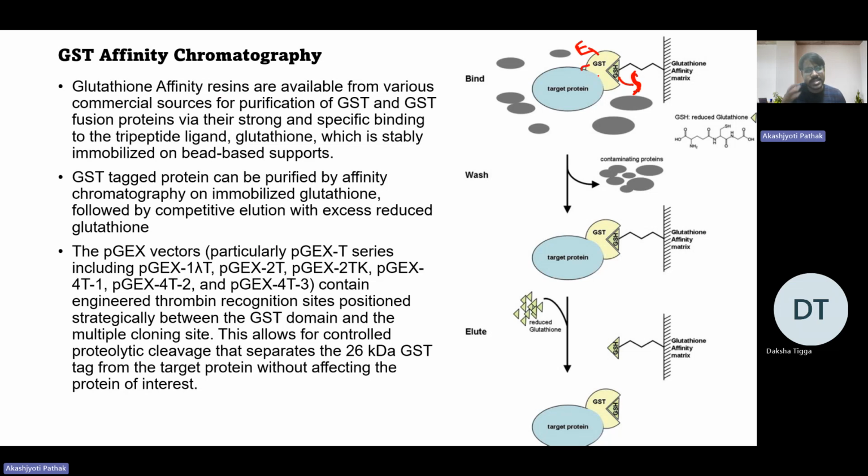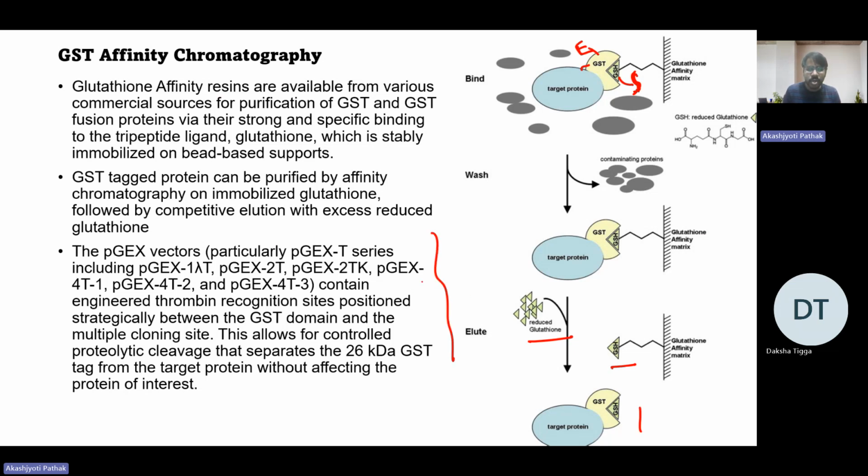Your target protein is tagged with the GST tag. It's fused with the GST tag. So only your GST tagged protein will bind to your column. Others will get eluted. And then to elute your protein of interest, you add increasing concentration of reduced glutathione. Once you add it, your GST tagged protein will no longer remain bound to the immobilized reduced glutathione. Rather, it will bind to your free reduced glutathione and it will get eluted. Okay, so you can read all this.